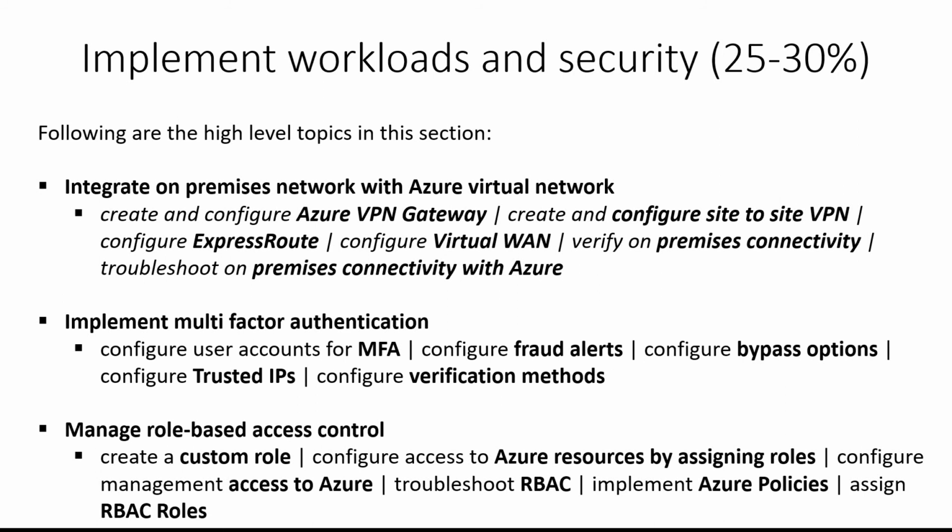Next, continuing on this, is integrating the on-premise network with an Azure virtual network. This is the on-premise to cloud setup. Generally we use VPN for this scenario, so Azure VPN Gateway. In VPN there are two combinations: one is site-to-site VPN, and the other one is ExpressRoute.